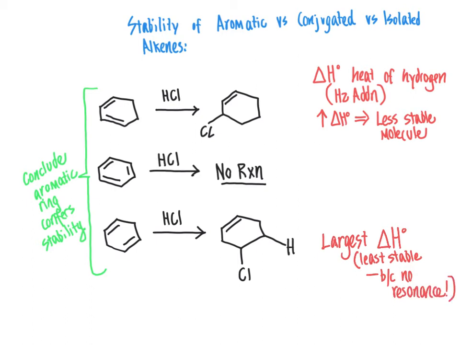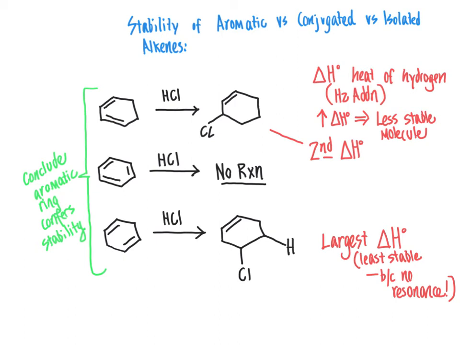Then second in the list, if we were to experimentally measure the delta H values, would be this conjugated diene up top here. It's going to be in the middle of the road for the delta H value because it does have some resonance where we can delocalize the electrons across this conjugated system. That was the key to the stability of conjugated systems in the last chapter, was that they're stabilized by resonance because we can draw multiple resonance structures indicating the delocalization of those pi electrons.